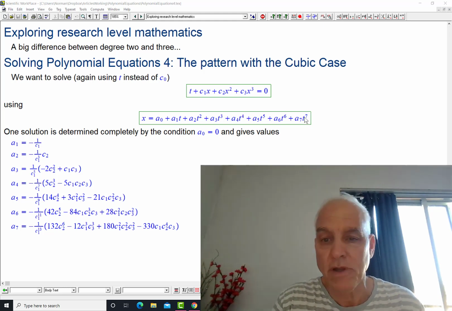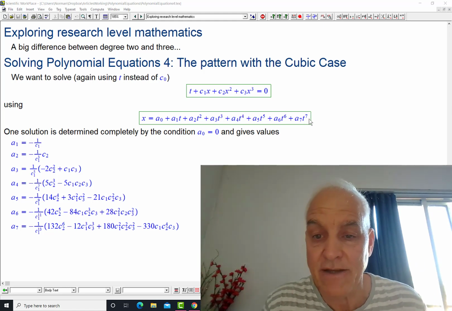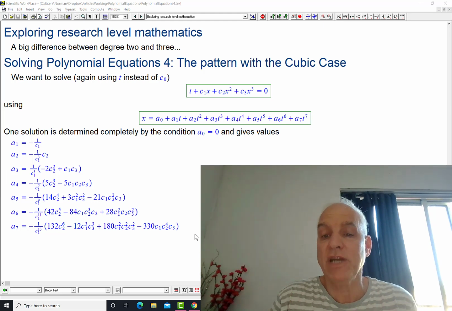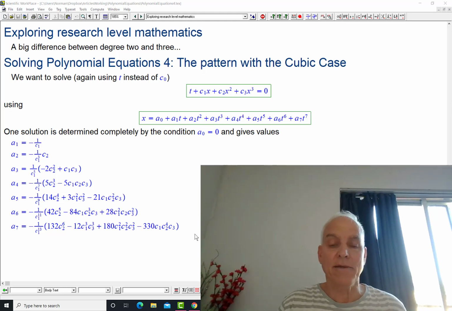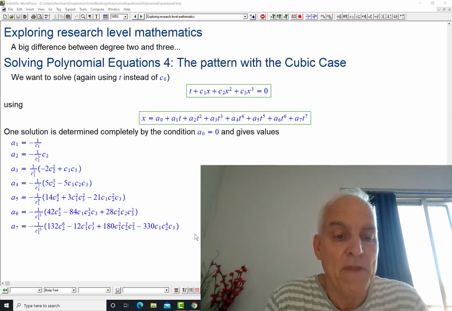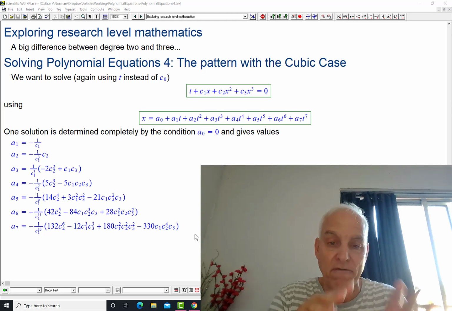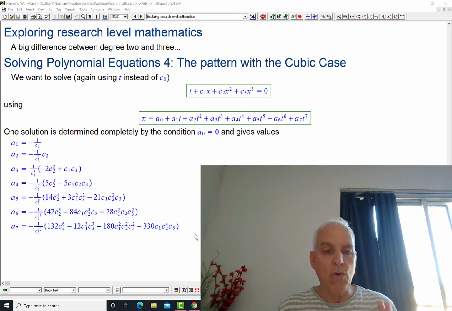For example, if we went a couple of degrees higher, say introduced a sub 8 times t to the 8, we would expect to get a formula for a sub 8. Can we predict what the formula for a sub 8 would be? Okay, so it's like a Sudoku kind of challenge. It's a separate little investigation that we now have to stop and pause and try to figure out what the pattern is here. Okay, so what do we know?